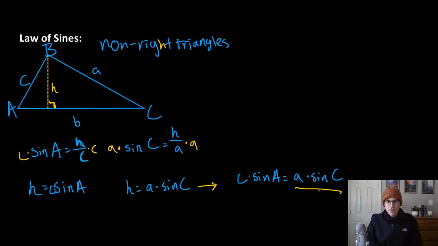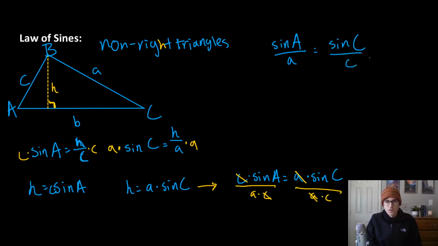If I divide both sides by A, then the A's cancel out here. If I divide both sides by C, then the C's cancel out here. And so what I'm left with is what we get for the law of sines, where the sine of A over A equals the sine of C over C, and it's also equal to the sine of B over little b. So these ratios will always hold true for any triangle.